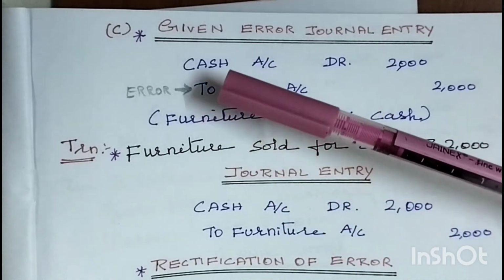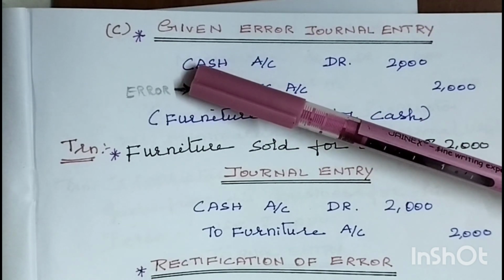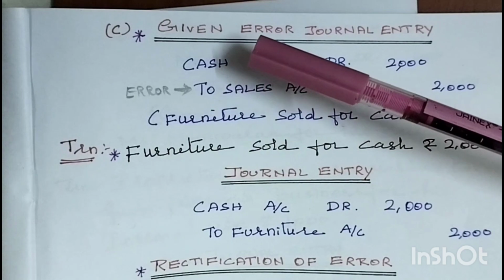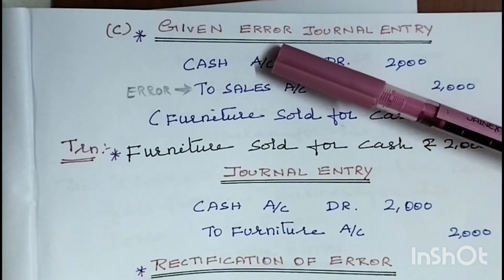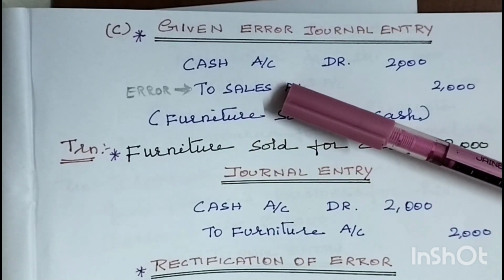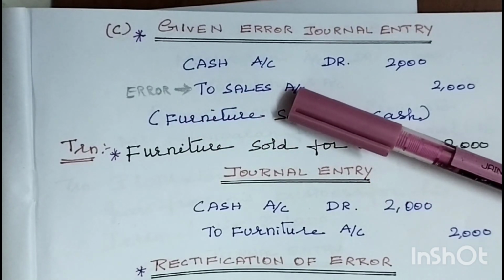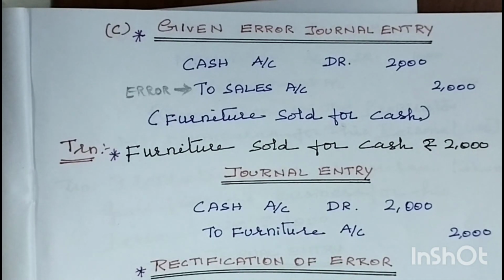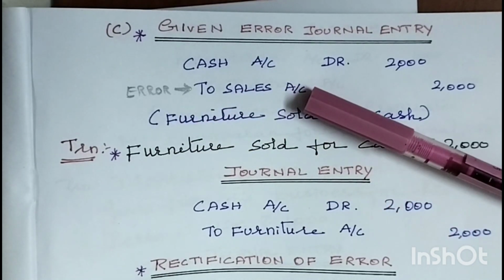So let's take the debtor side. They have given cash account debtor. In the correct journal entry we passed, also cash account debtor. So on the debtor side both accounts are the same, cash account, so we don't have the error. Then let's take the creditor side. What have they given here? To sales account. In our correct journal entry on the creditor side, to furniture account. Which side has the error? The credit side has the error. To sales account is the error.